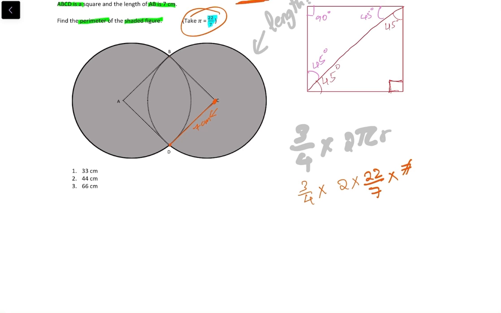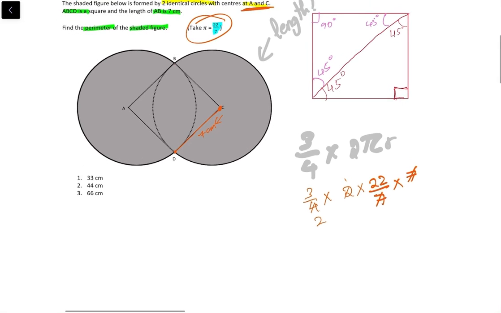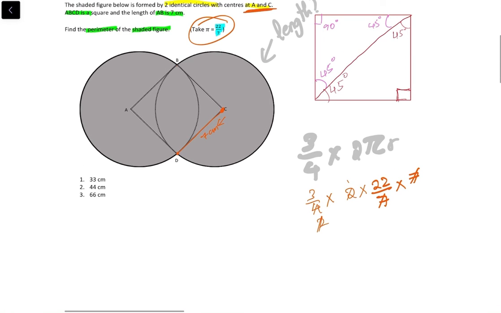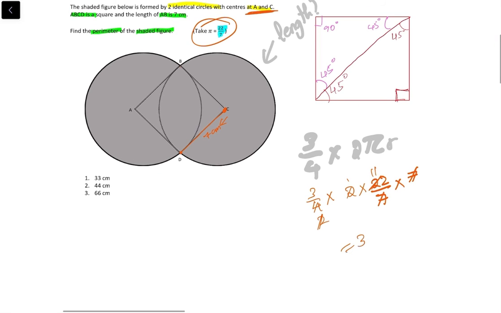So this 7 and 7 cancel out, this 4 and 2 cancel out, and we get 2 and 1. So we get 3/2 times 22, and this 2 cancels out with this 22 to give us 11. So we are left with 33 centimeters for one circle, from here to here. It is 33 centimeters.